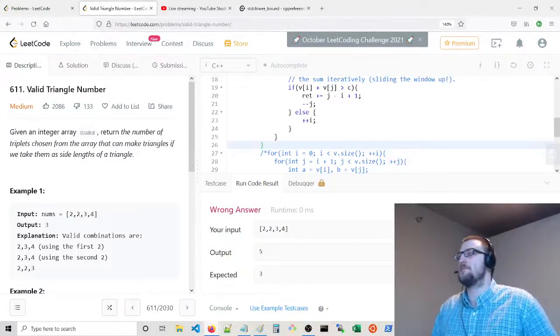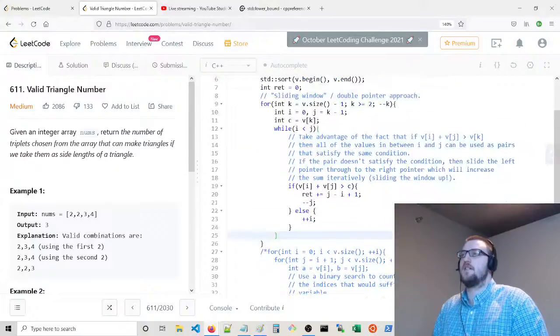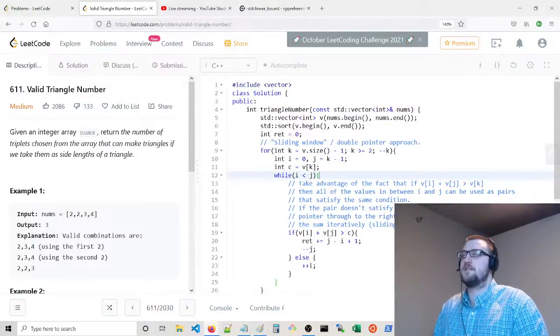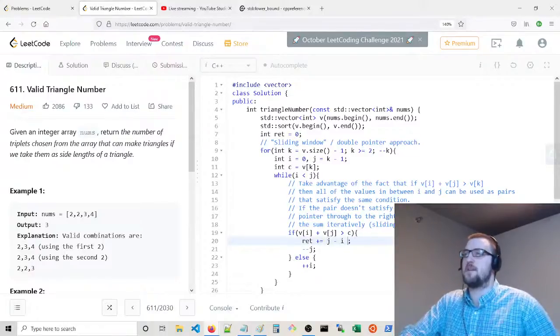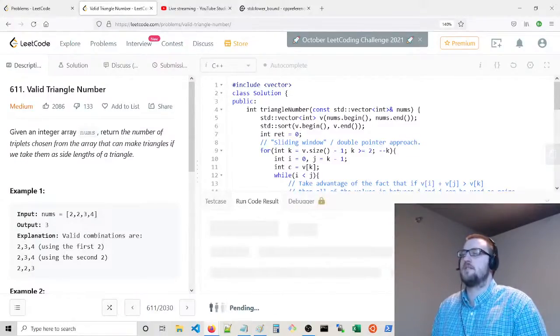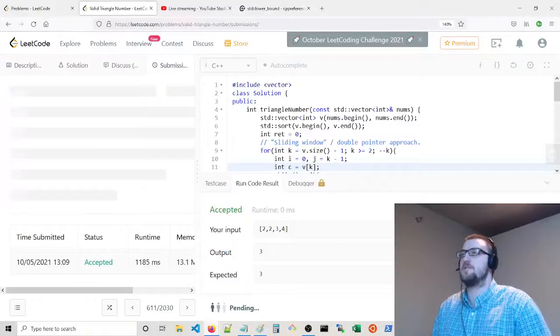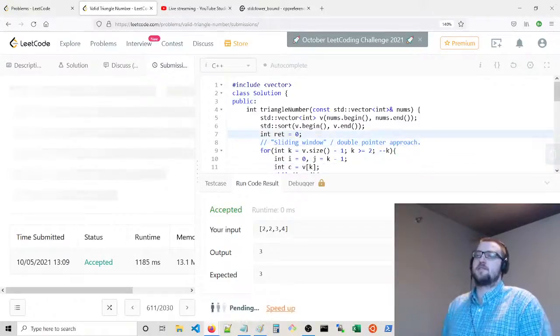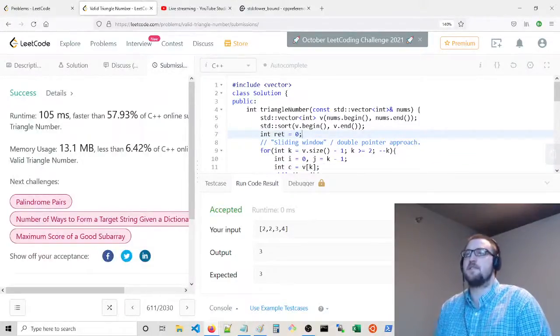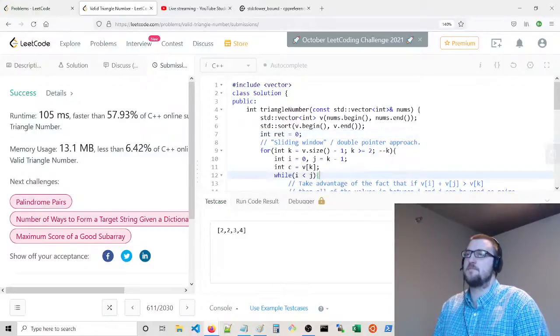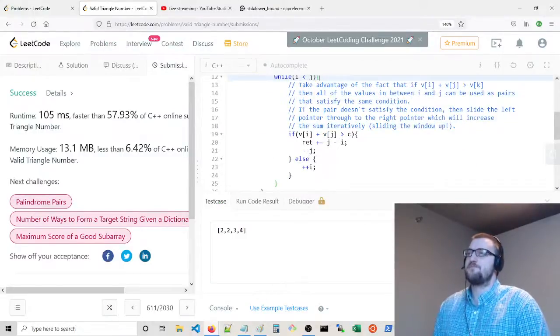Oh, wrong though. Okay. Interesting. I think this is not plus 1. That might be the problem. Yeah, let's go for it. See how we do. I don't know if that's correct. I didn't even test it. I probably should have tested it. Hey, we got it. Okay, not bad. Sweet.